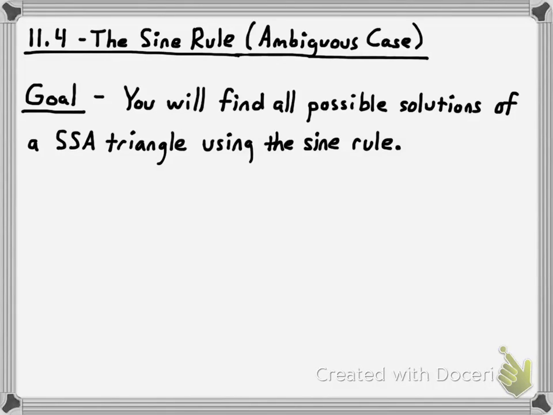Alright, what's up everybody? We're going to be focusing today on one of the more difficult topics within trigonometry, and that's still continuing with the sine rule, but it's going to be what's called the ambiguous case with the sine rule. The goal here is that you're going to be able to find all possible solutions of a side-side-angle triangle using the sine rule.